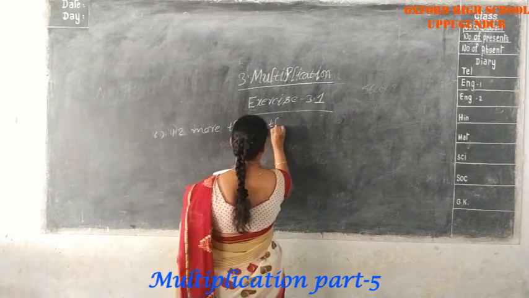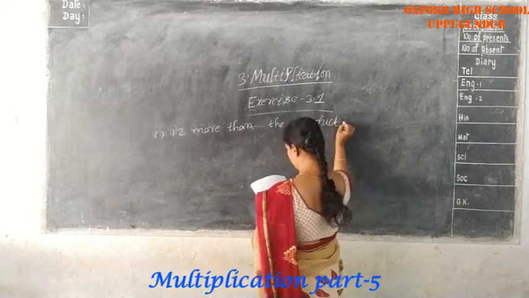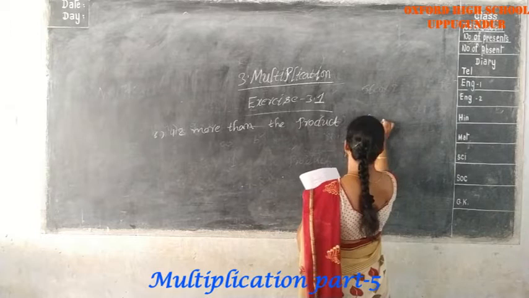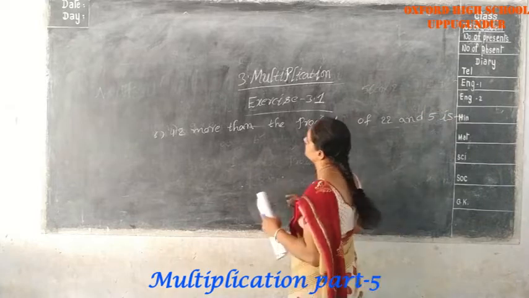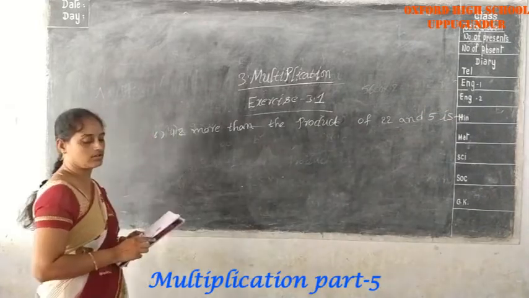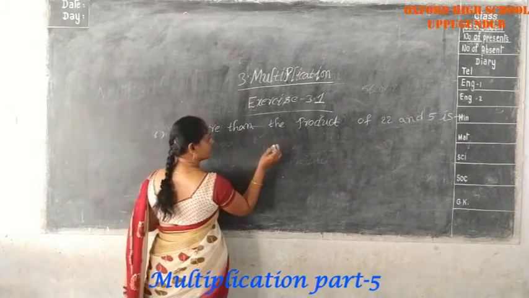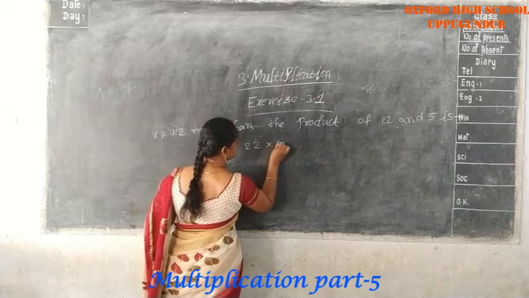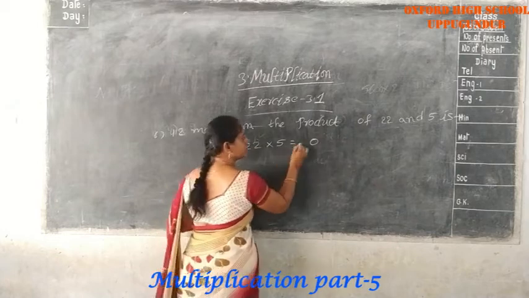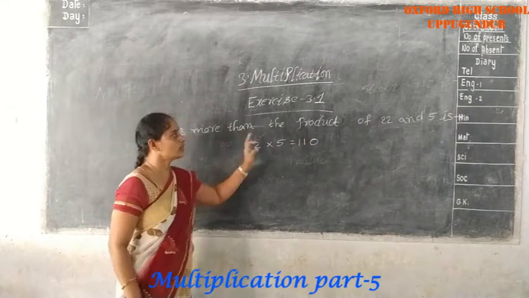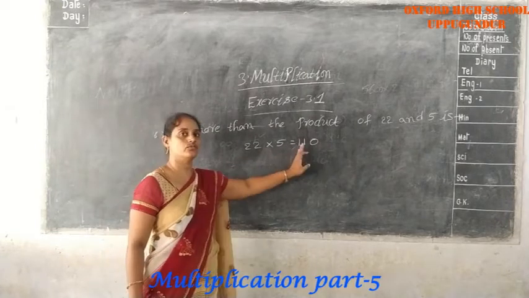12 more than the product of 22 and 5 is. See, 12 more than the product of 22 and 5 is. The product of 22 and 5. 22 times 5: 5 times 2 is 10, 5 times 2 is 10, 10 and 1 is 11, so 110. The product of 22 and 5 is 110.